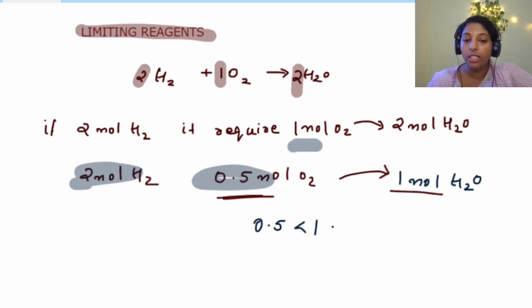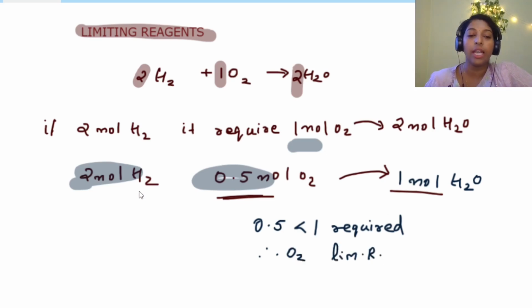1 is the required amount. If we have less than the required amount, that reagent is what you call the limiting reagent. That's why oxygen is the limiting reagent, and the other one you can call the excess reagent.